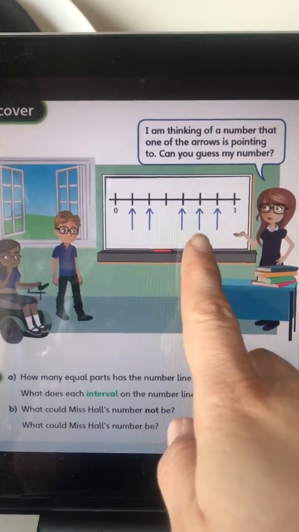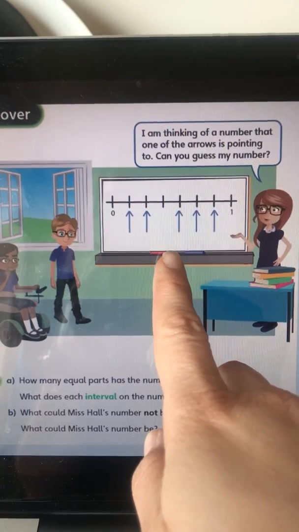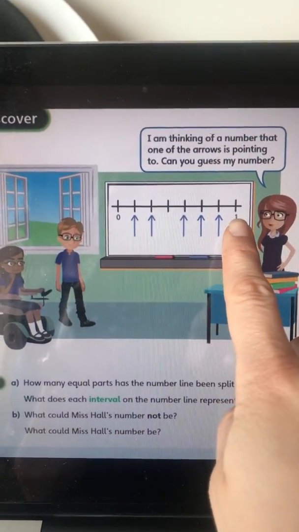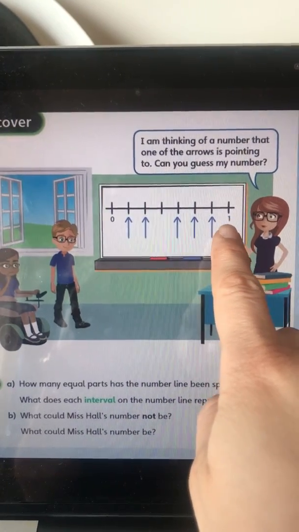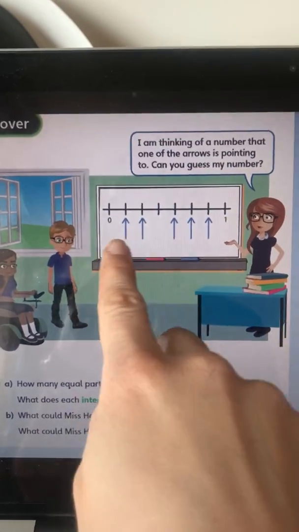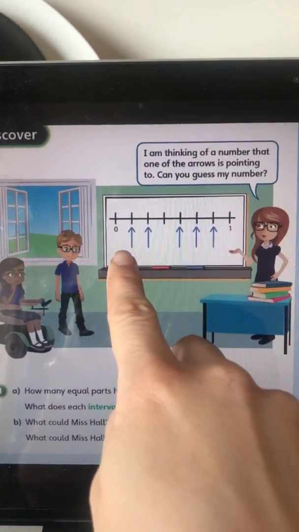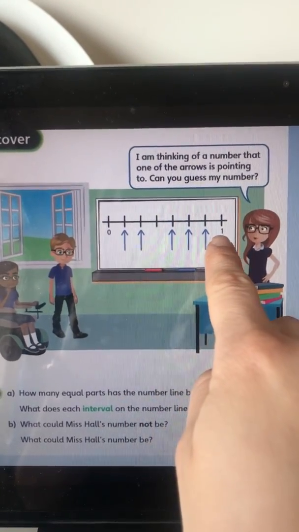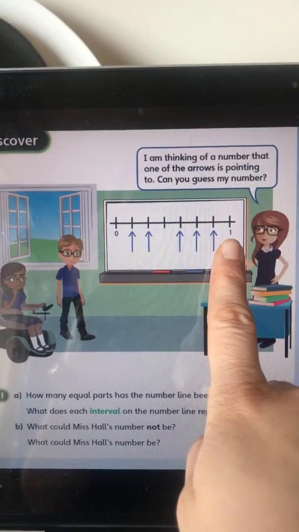So could the arrows be fractions, do you think? Let's think. Are they going to be fractions? The answer obviously is yes, because at this end we've got 1. So these have to be less than 1, don't they? So it's not going to be 1, 2, 3, 4, 5, 6, 7, 8, 9, 10 or whatever. They have to be less than 1 because the top of our number line is 1.